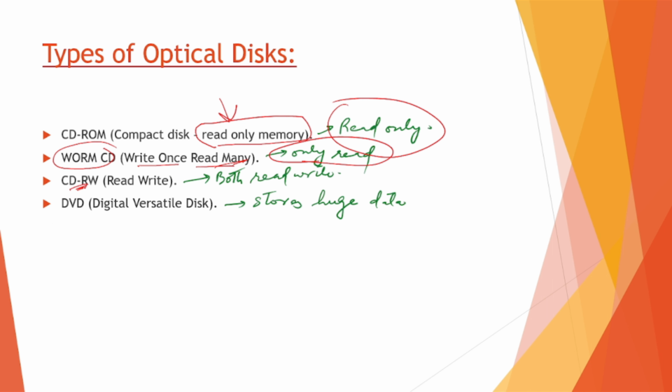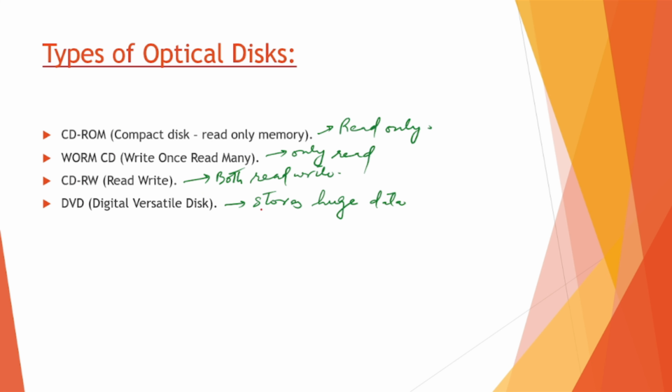Then we have another type, CD-RW, which is read-write. That means this compact disk can be both read and written. Lastly, we have a DVD, the digital versatile disk, which stores huge data. It is used for multimedia and its size is in GBs.